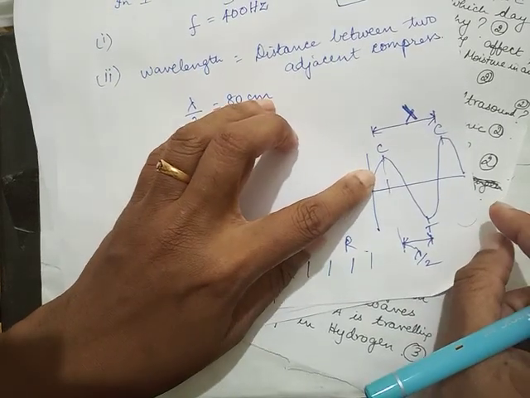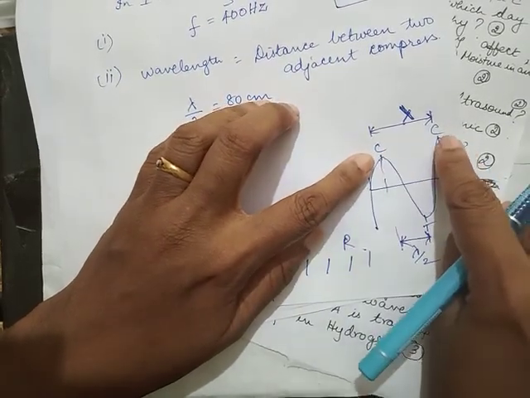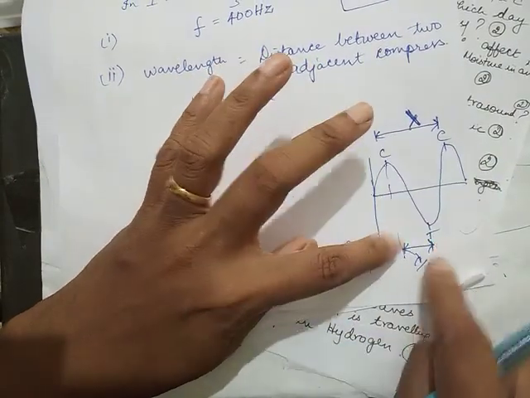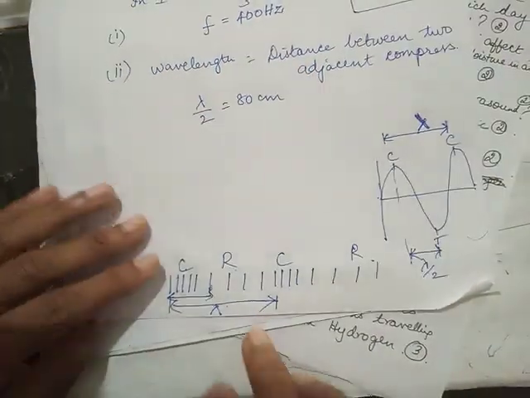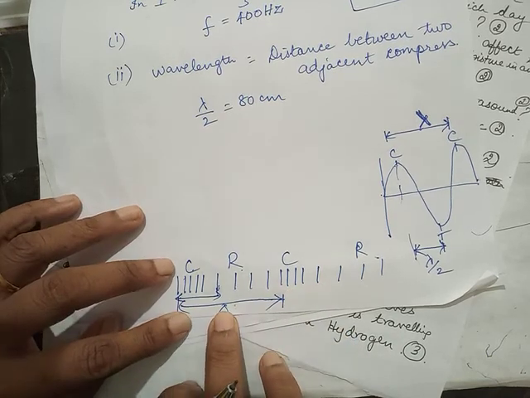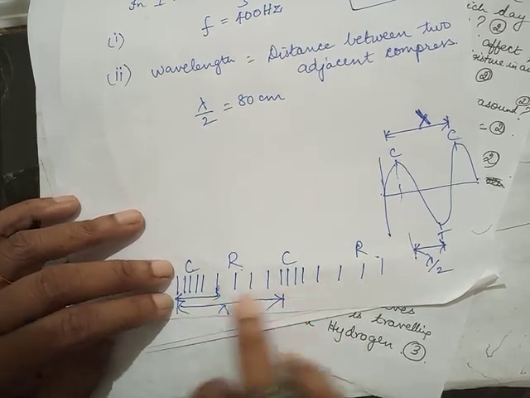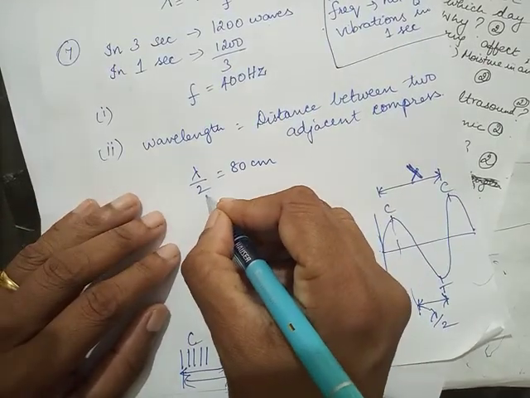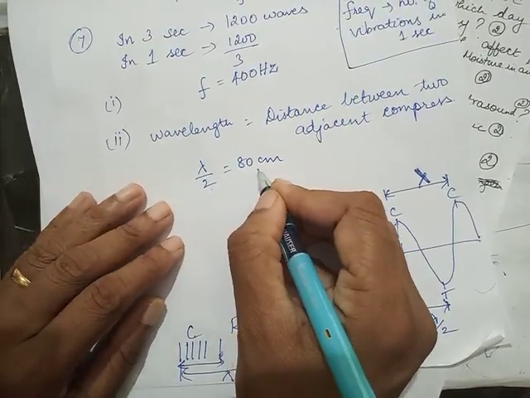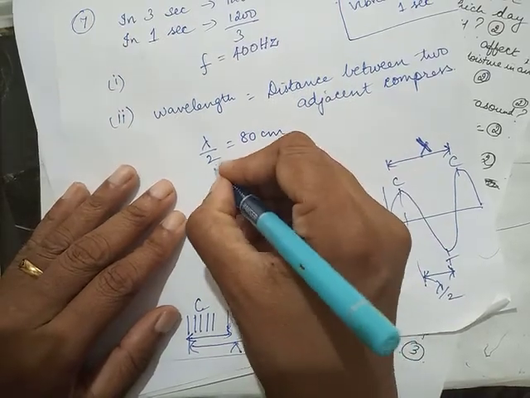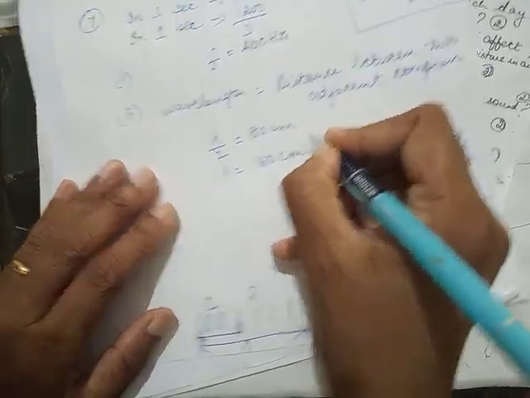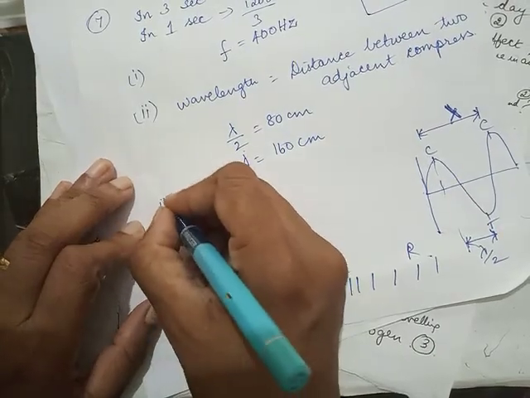Hope you got the concept. Two successive or adjacent crests mean lambda. Between a crest and a trough is lambda by 2. Same way, the distance between two adjacent compressions is lambda. Between a compression and an adjacent rarefaction will give you lambda by 2. Many of you had taken lambda is 80 and done, and it went wrong. So cross multiply it, lambda is 160 centimeter.